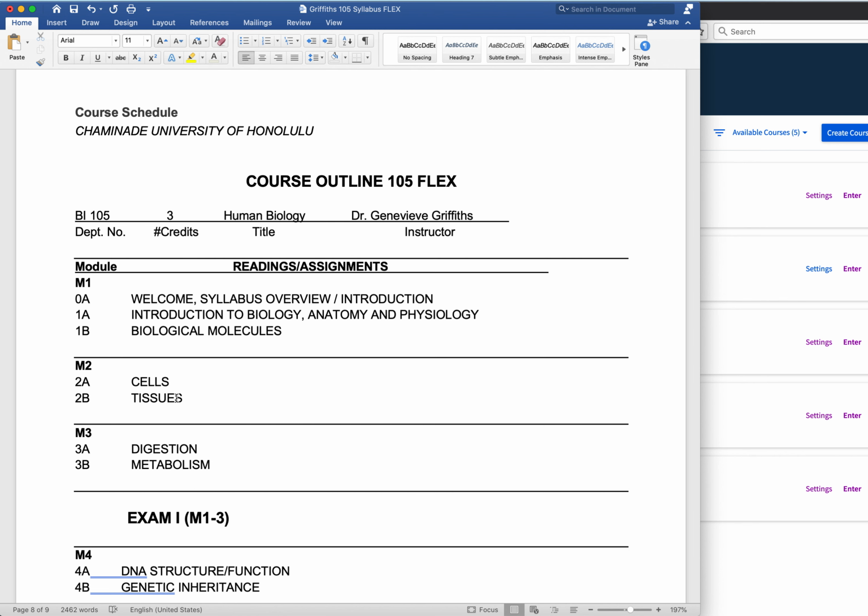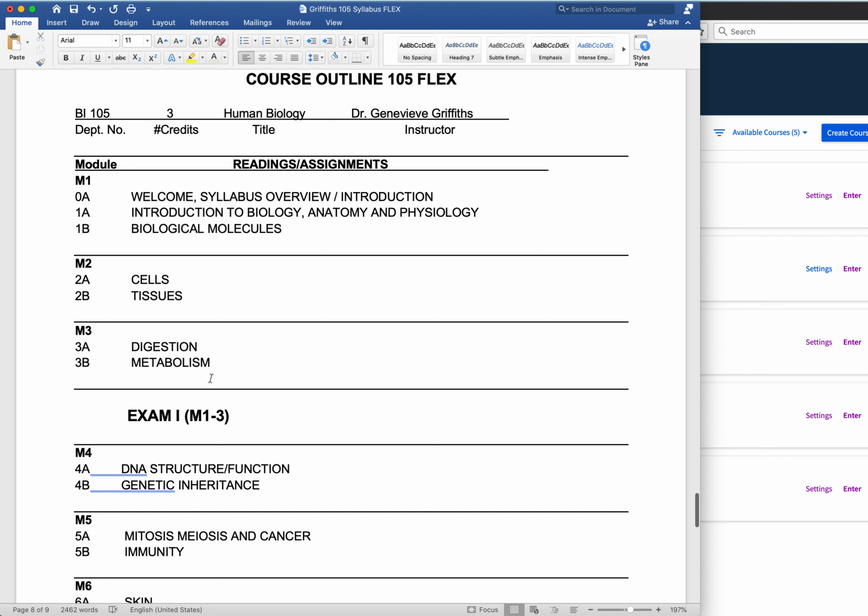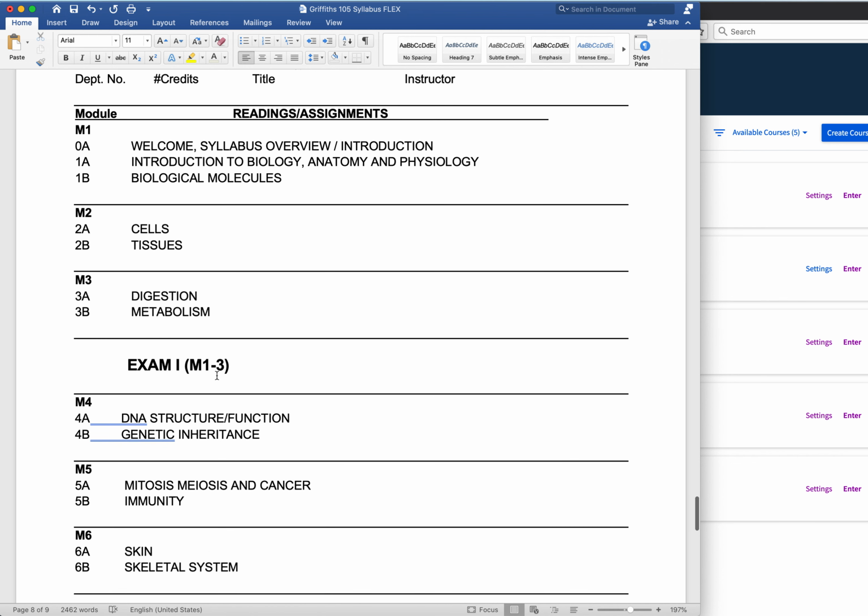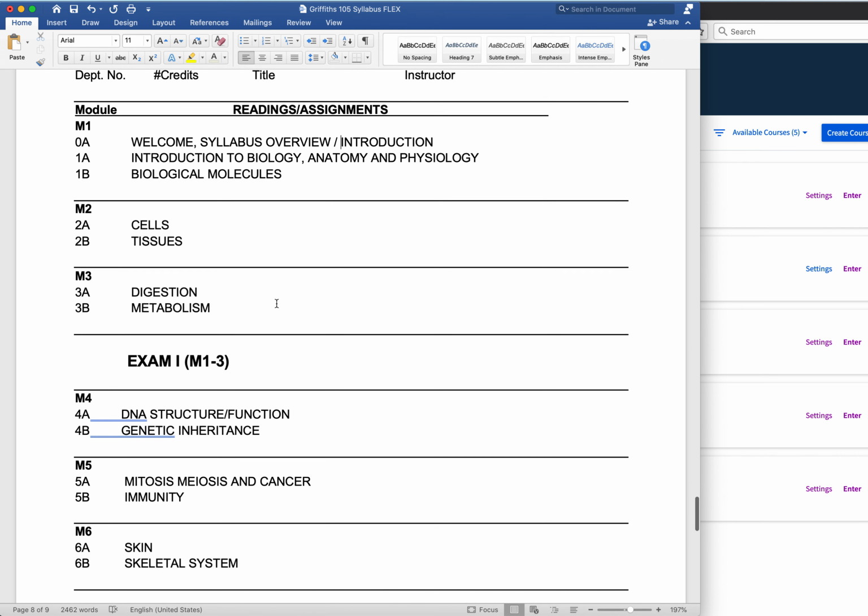Module 2 is cells and tissues. Module 3, digestion and metabolism. So when we get to exam 1, it's going to cover modules 1 through 3, but as you can see, it's 6 what you would call traditional chapters. Okay, again, it's a 60-point exam. It's about 10 questions per section, right?